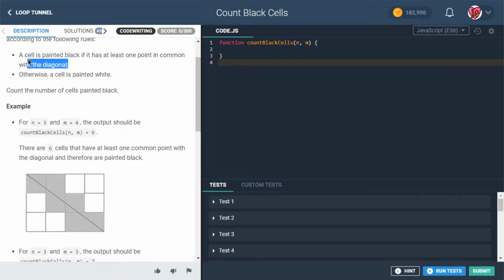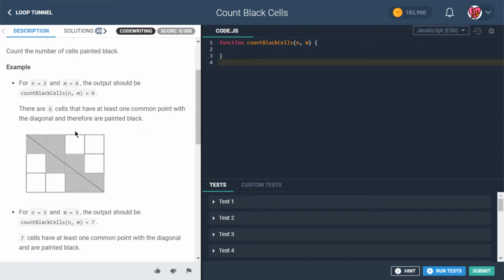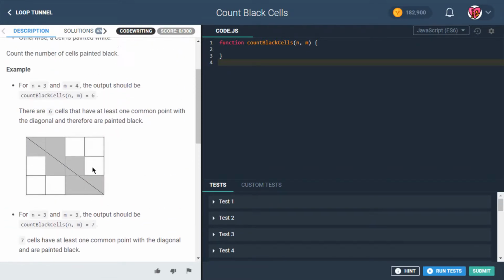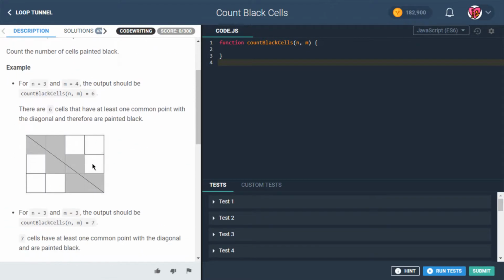Something I want to make a little clearer about this one is the strict conditions under which a cell should be painted black. And okay, actually, this is a good example. First of all, I might have forgotten to mention we want to count the number of cells that are going to be painted black. That's the challenge. We're given the dimensions, n and m. So in this case, let's say it's 3 and 4, and we're drawing this line across the diagonal.